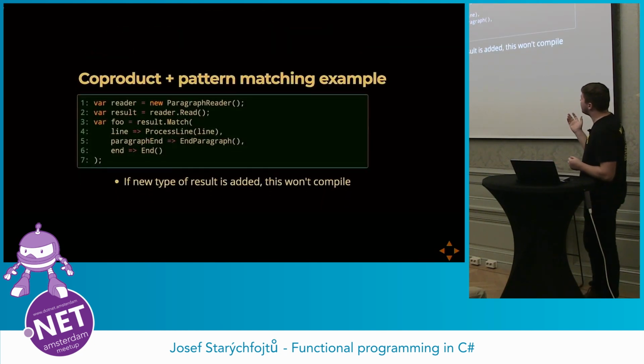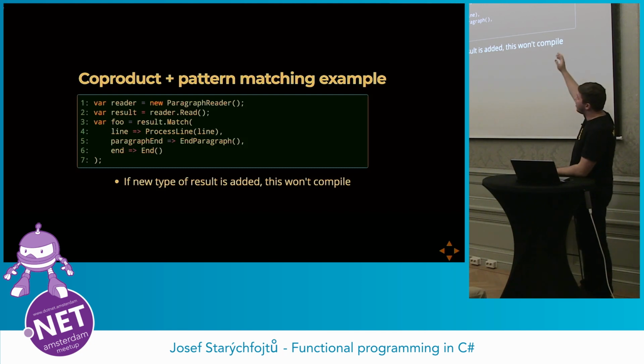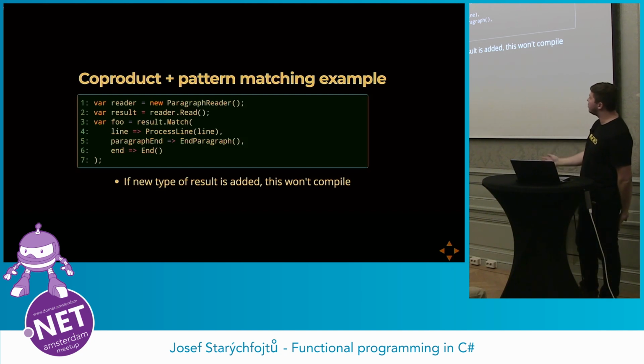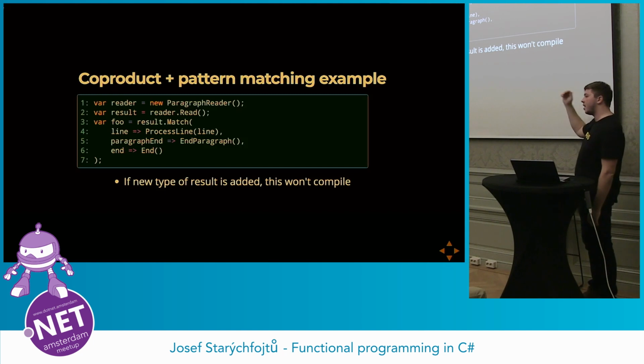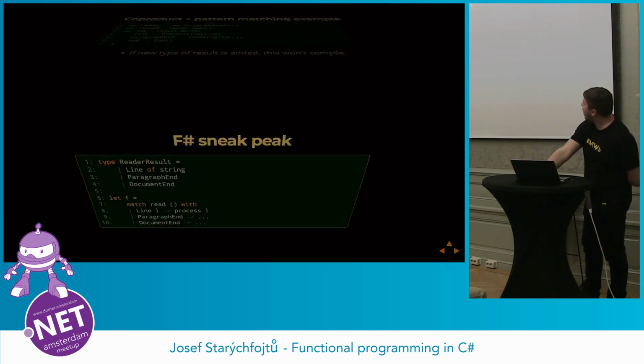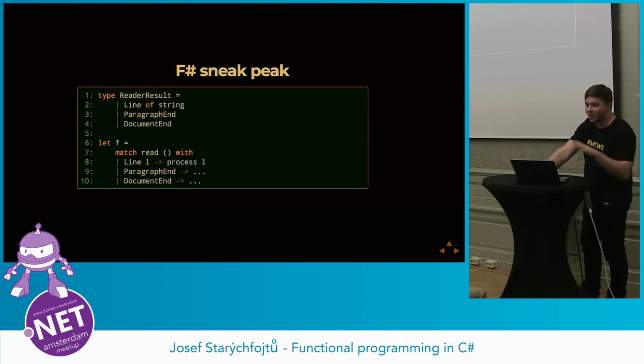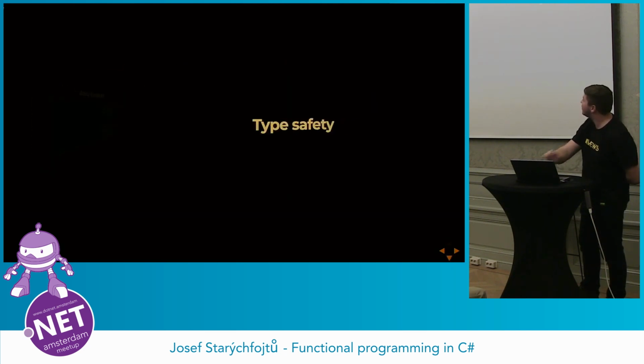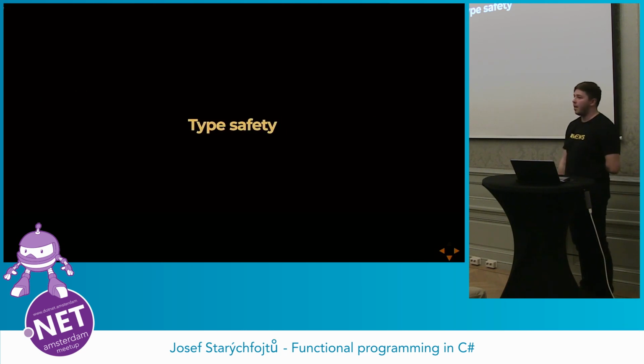So let's see the final example with the reader. Here is how it looks in C#: you have the result, which is the coproduct we have shown, and then you have the match there, and if it's a line, then you process the line. If it's a paragraph end, you end the paragraph, and you end it. And if a new type is added, this code won't compile. It will tell you that there is no match function which only takes 3 arguments. You have to provide 4 functions there, which is nice. And oh, I won't spoil this for you. I'll leave the F# there. Oh, that's another F#. Yeah, I'll leave this to the other session.